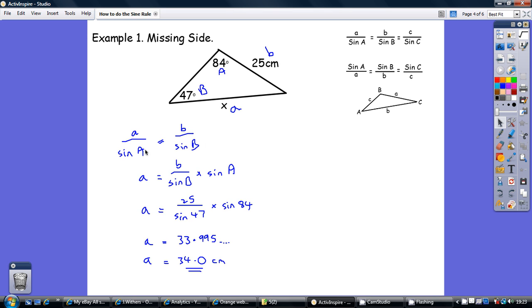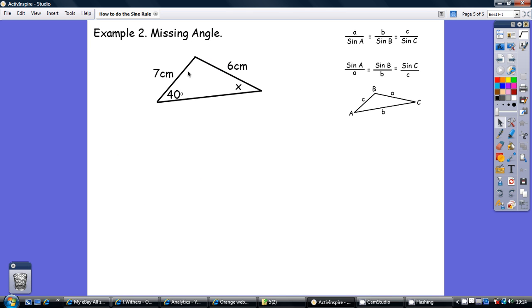So that's our opening formula. I've then rearranged by multiplying both sides by sine A, giving us this. Substituted in the three bits that we know, popped it into a calculator, and I've got this as the answer. The length of A is 34.0 centimeters. That was when we're finding a missing side.